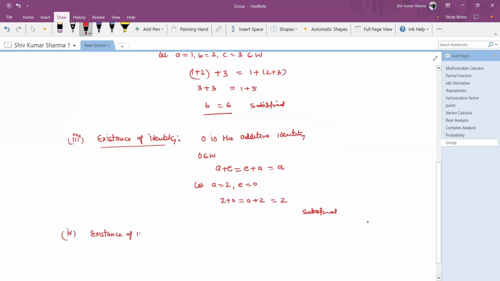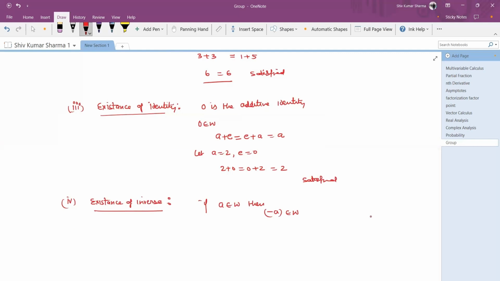Existence of inverse. The fourth property is that if A belongs to W, then minus A, the additive inverse of A, also belongs to W. Now we can take A equal to 1, 2, or 3; any value of A from W. Suppose we take A equal to 3.